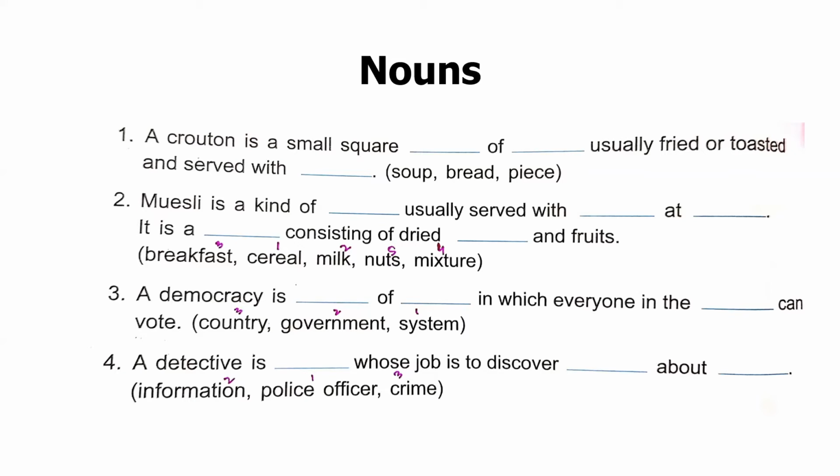So all these options that are given for these blanks are nouns. They are names of something. Soup is the name of something. Bread is a name. Cereal is a name. Breakfast is a name. Milk, nuts are also names. Country, government, system, these are also nouns. Information is a noun. Police officer and crime, these are also nouns.